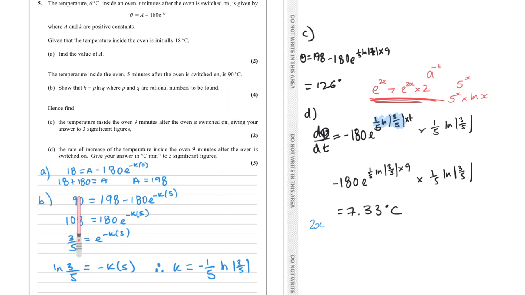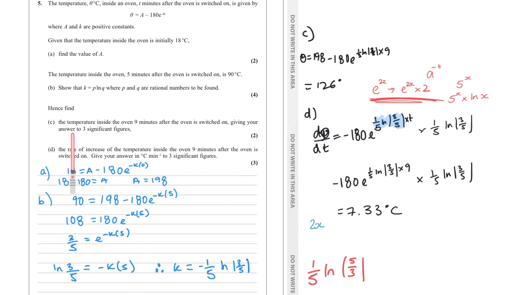We know the answer is 90 degrees. We know that is when the time is 5 minutes. Rearrange it, take ln of both sides, and then we get k equals minus 1 over 5 ln 3 over 5. Just to say, in the mark scheme, they also accepted 1 over 5 ln 5 over 3, because what they've done is put that negative as a power, to the negative 1, so obviously that's a reciprocal, isn't it?